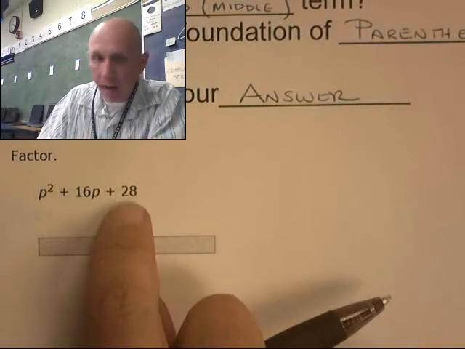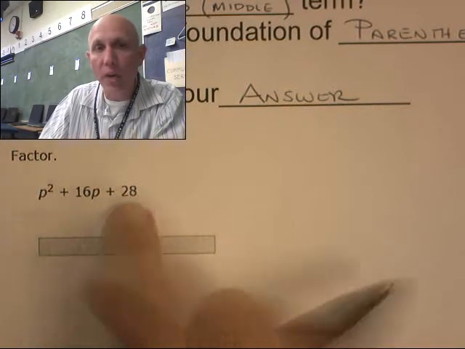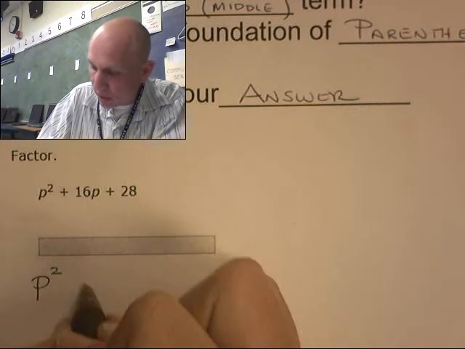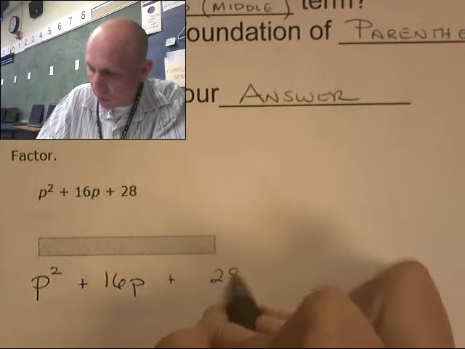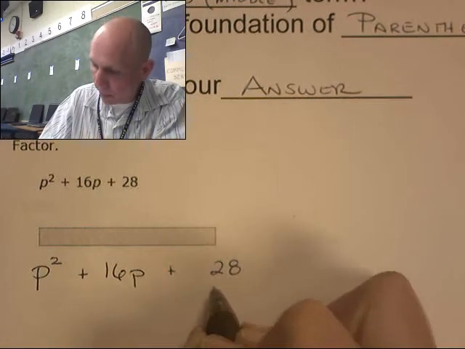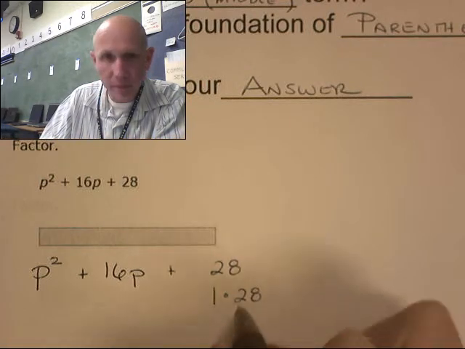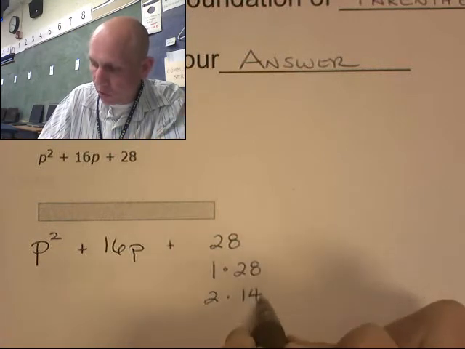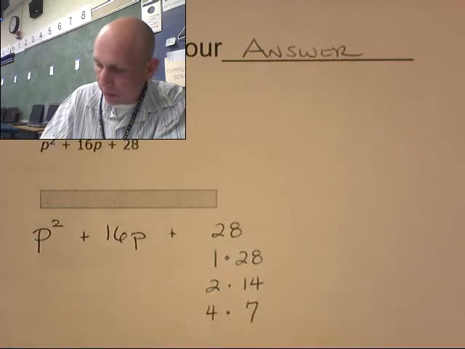Find factors of C. I need to know what makes a 28. Let's list all the ways. I'm going to rewrite this so I have a little more space: p squared plus 16p plus 28. How can I make a 28? Well, I can make it using a 1 and a 28. I can make it using a 2 and a 14. And I can make it using a 4 and a 7.